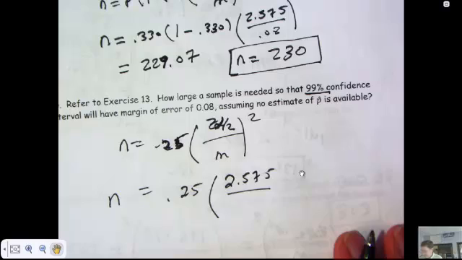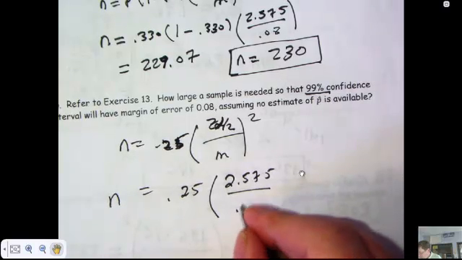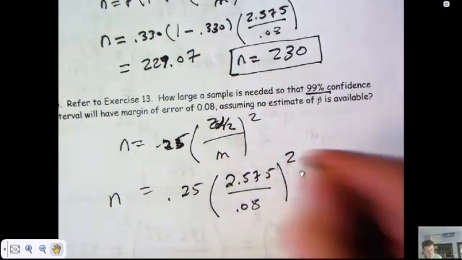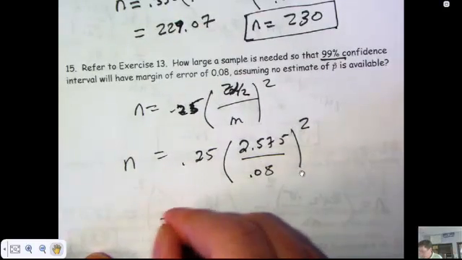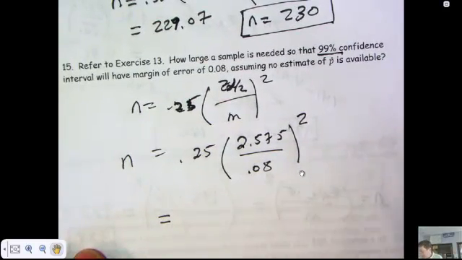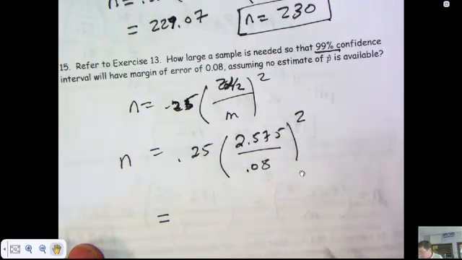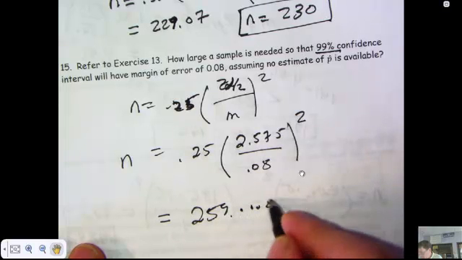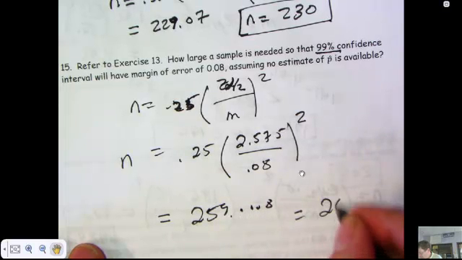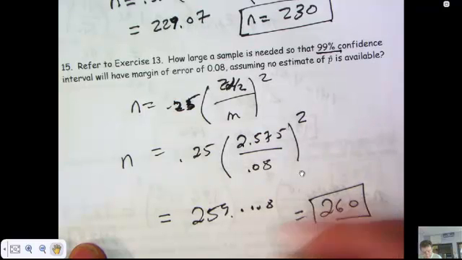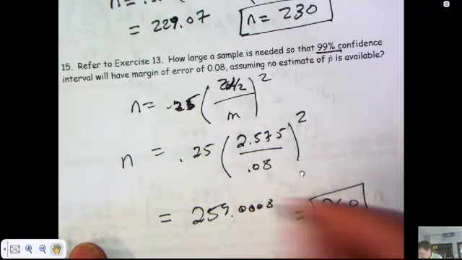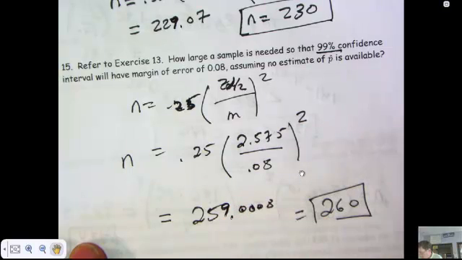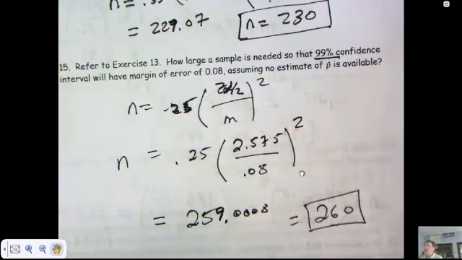What's M? 0.08. That equals... the answer is 260. Dude, always round up.